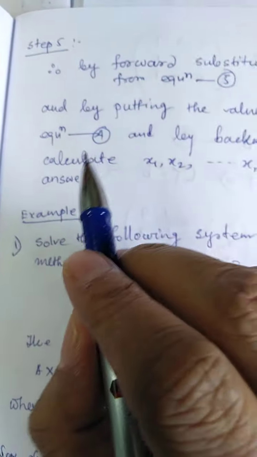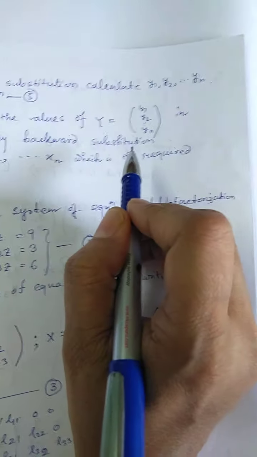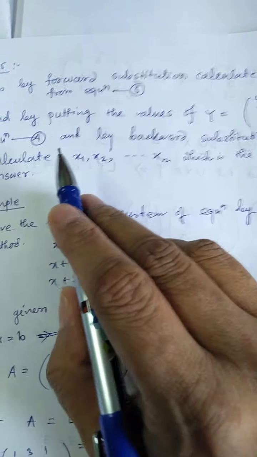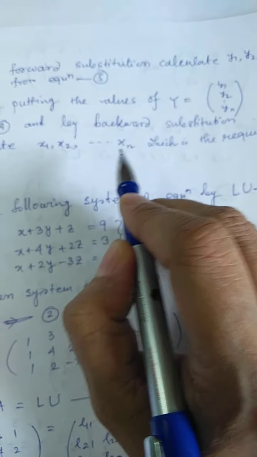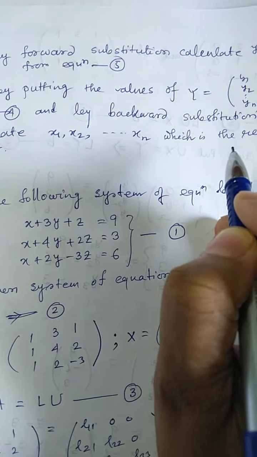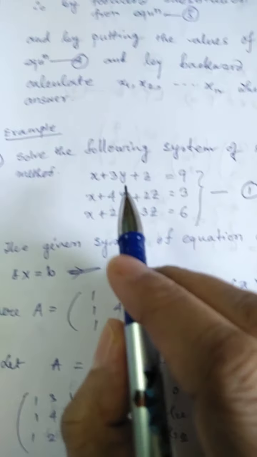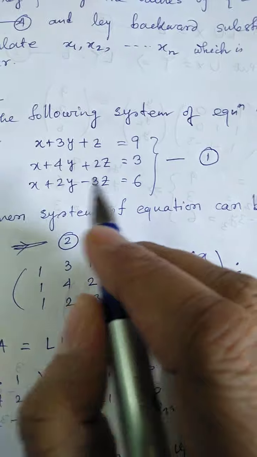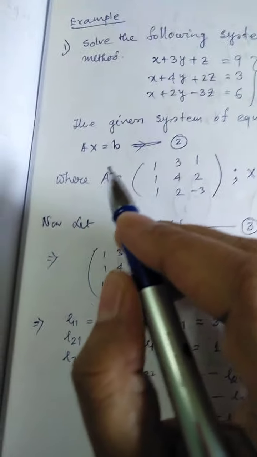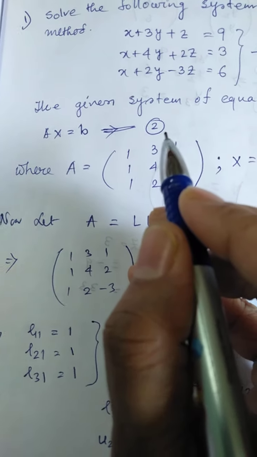Next we use the equation given in 4, that is Ux equals y. We should find the value of x by backward substitution. Now here is an example.